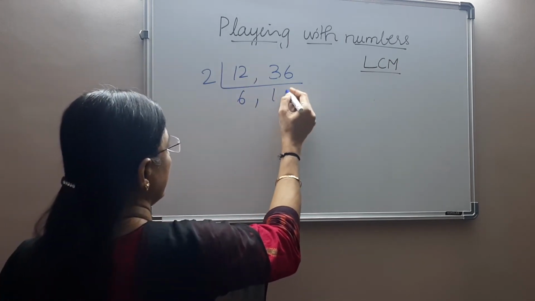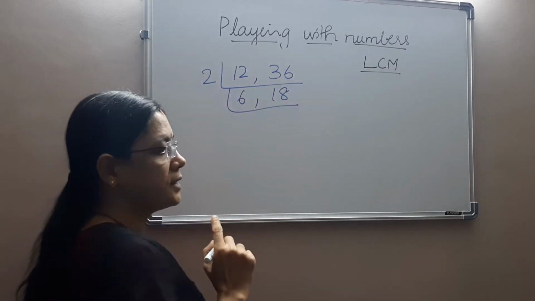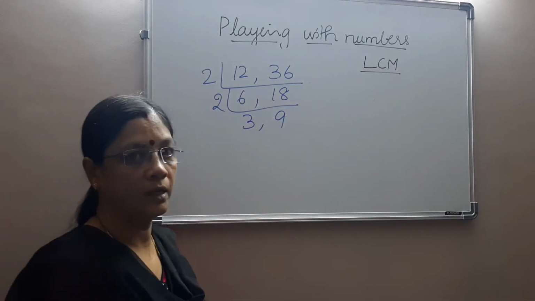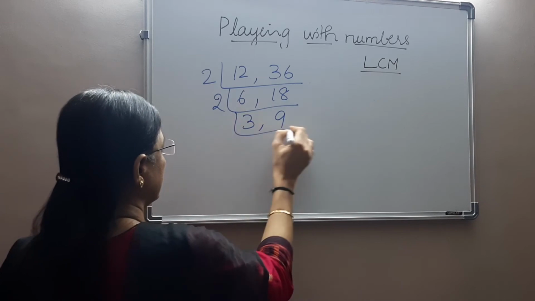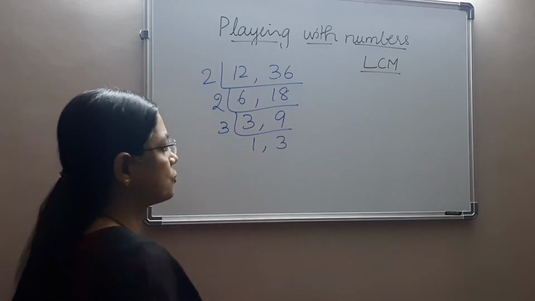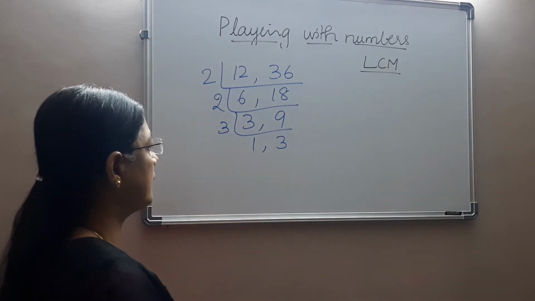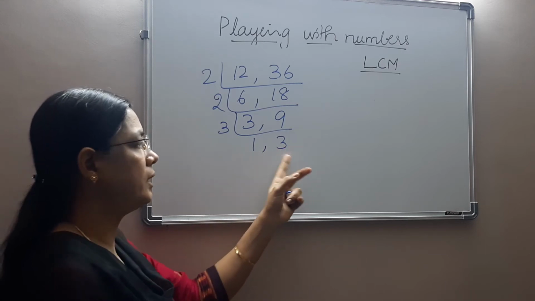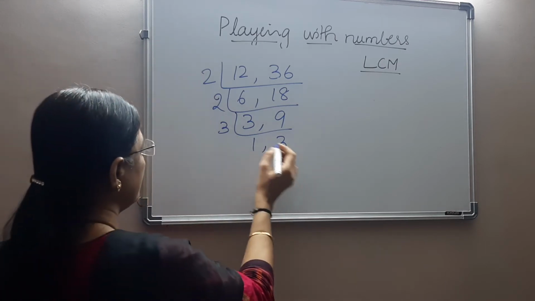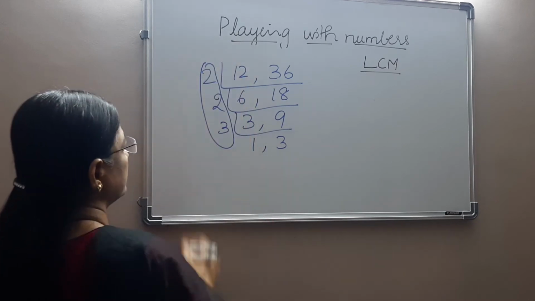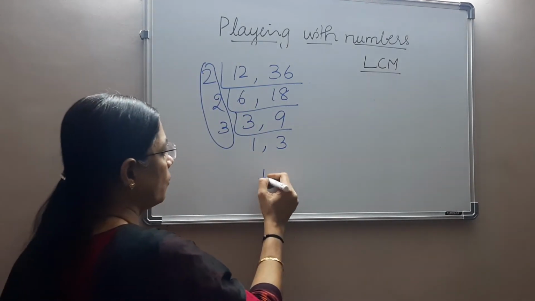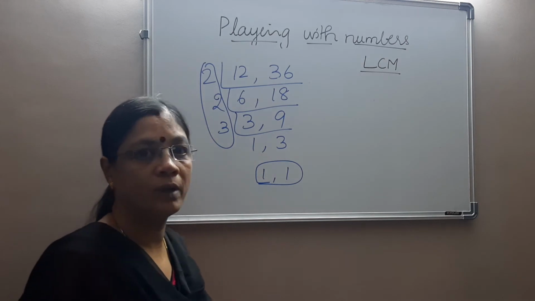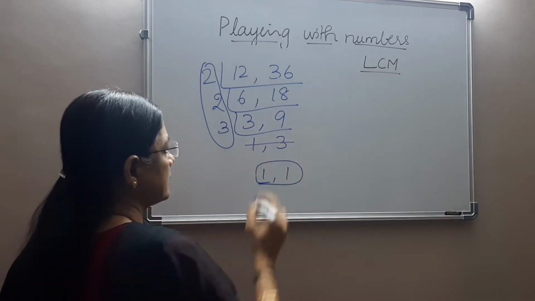So 2 6s are 12 and 2 18s are 36. Now 6 and 18 have 2 as a factor again. So 2 3s are 6 and 2 9s are 18. Now 3 and 9 have 3 as a factor, isn't it? So 3 1s are 3 and 3 3s are 9, that is 1 and 3, you stop with this. 1 and 3 don't have any number in common, isn't it? So you leave this, you take this alone. Until I get 1 comma 1, then whatever numbers you have on the side, you multiply them. Otherwise, you leave the number as it is.